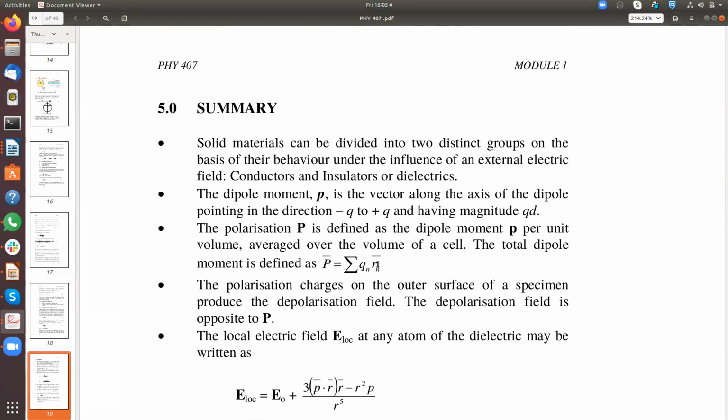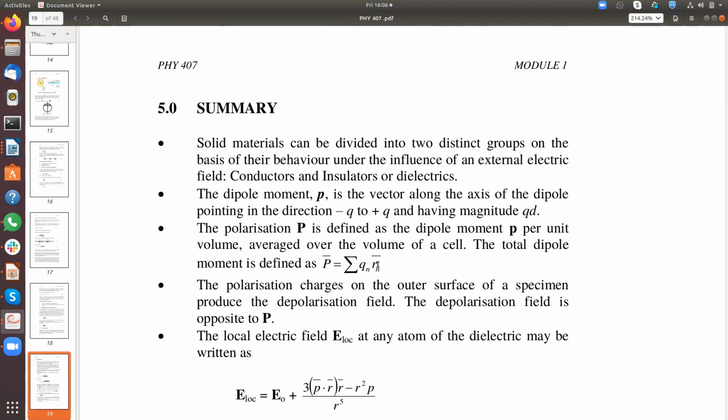We can also have the dipole moment p, which is the vector along the axis of the dipole, pointing in the direction of negative q to positive q, having a magnitude of qd. Polarization P is defined as the dipole moment per unit volume averaged over the volume of a cell. The total dipole moment is defined by this. So these are things that we extracted from what we have discussed so far.